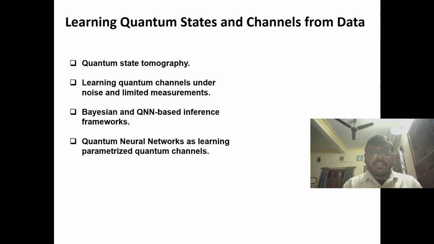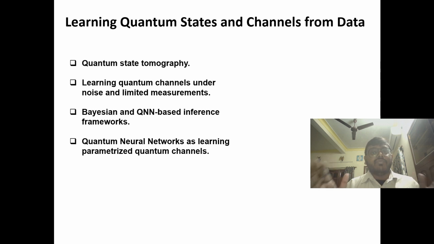A second major direction of research focuses on learning quantum states and quantum channels directly from data. Quantum systems are very difficult to characterize because measurements are noisy and data is very limited. Instead of using brute force constructions, I develop learning-based inference methods that treat quantum system identification as a data-driven estimation problem. In this regard, I solve two particular problems.